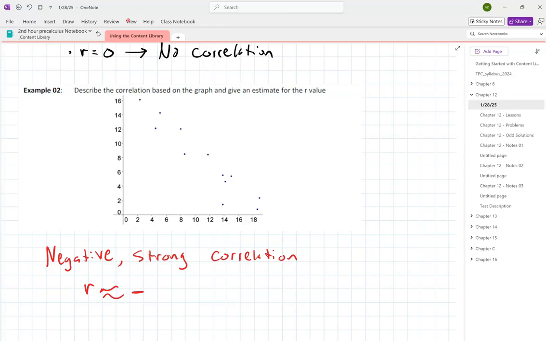I would accept an answer between -0.7 and -1. Really, any number in there would be good enough for me. So maybe I pick that. Is everybody okay there? Because that's kind of the breaking point between things being strong and moderate. I would say between 0.7 and 0.5 would be moderate, and then less than 0.5 is weak.